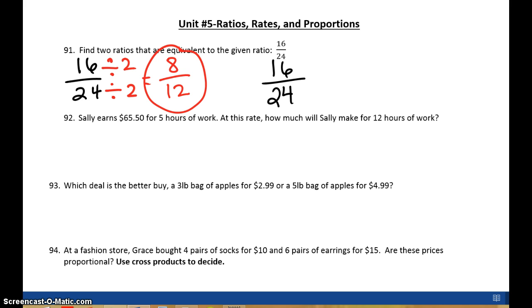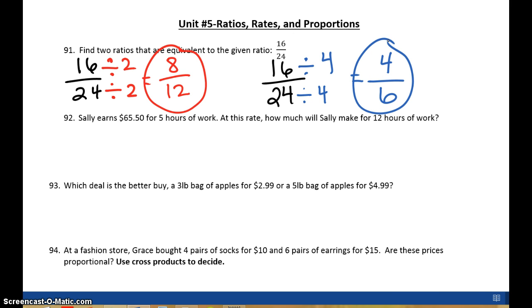Now for my second one, I'm going to divide both numerator and denominator by 4, because I recognize both 16 and 24 are multiples of 4. So 16 divided by 4 is 4, 24 divided by 4 is 6. So 4/6 is my second equivalent ratio.